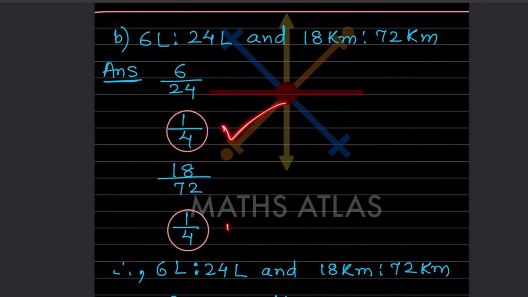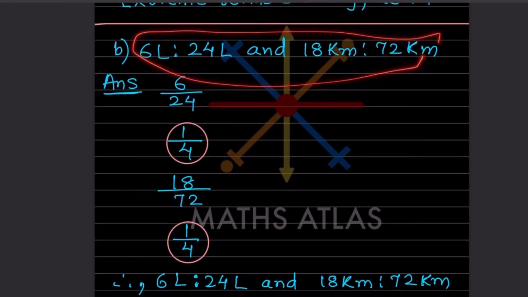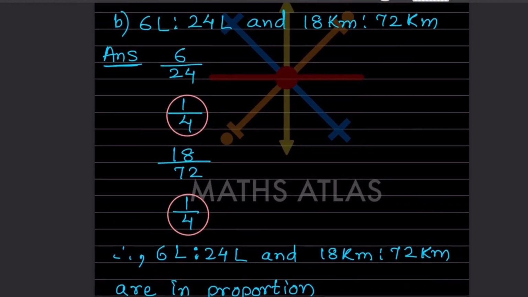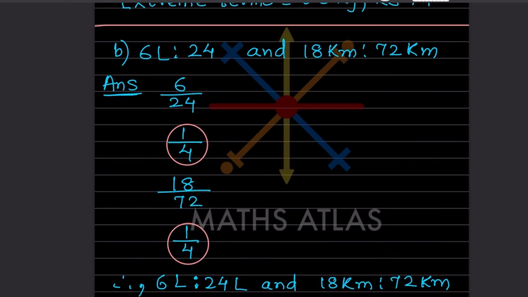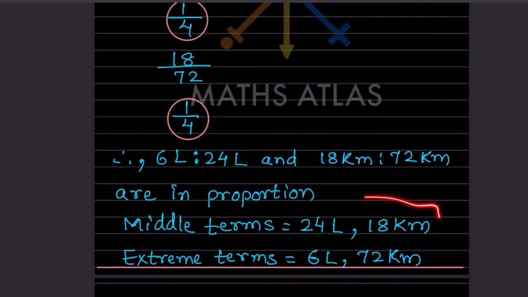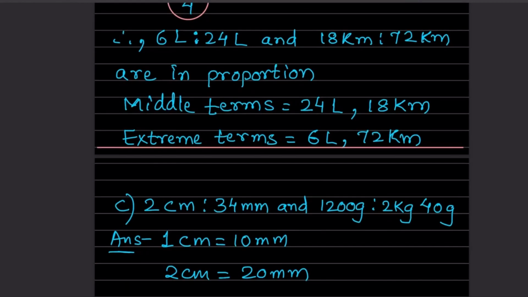Now you can see both numbers are the same. So what can we write? These are in proportion. Again they have asked for the middle and the extreme terms. Middle are this and the extreme are this one. So the middle terms, same thing, whatever is written, we'll write it over here. Hope you got this one.